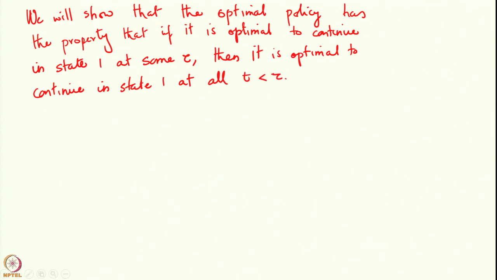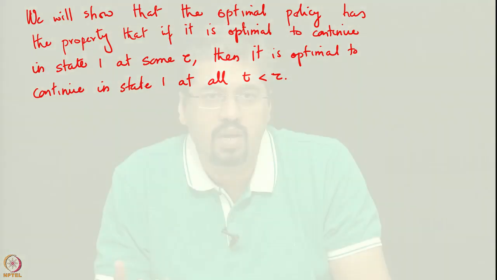In other words, if you are continuing to search further when you are in state 1 at a time tau, then you ought to have continued to search at earlier times as well, in which case you should have been continuing in either state 0 or state 1 up until that time tau. So this is what we will show.